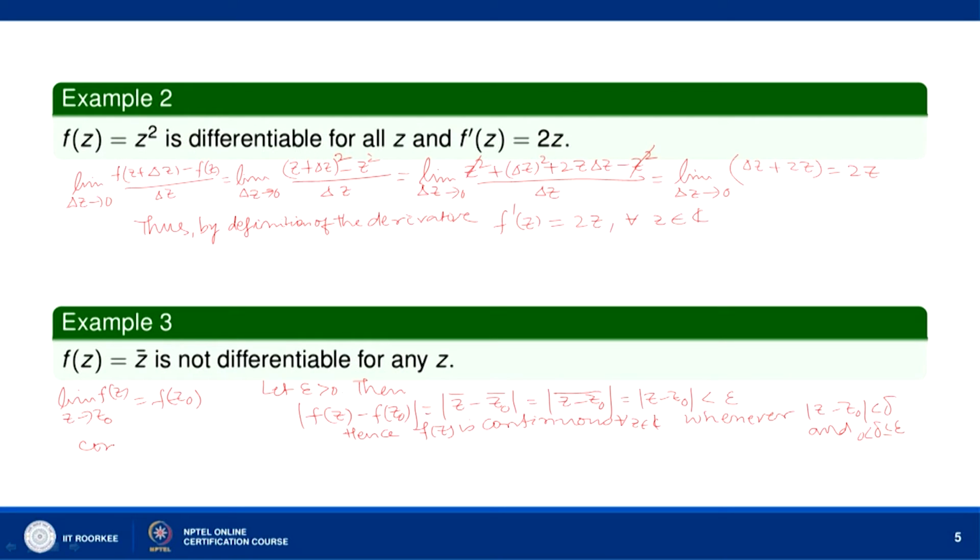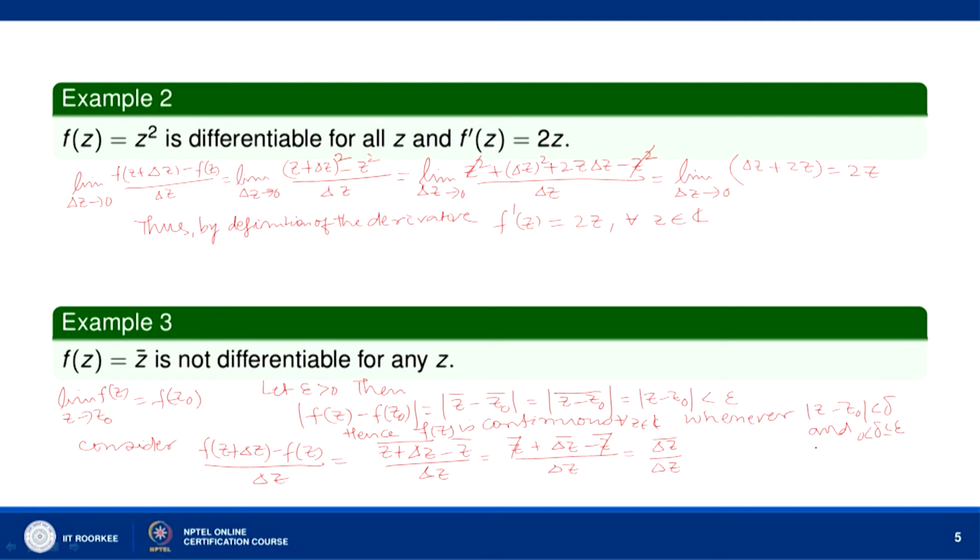So, consider f(z plus delta z) minus f(z) divided by delta z. This is equal to, by definition, (z plus delta z) conjugate minus z conjugate divided by delta z. (z plus delta z) conjugate is z conjugate plus delta z conjugate, minus z conjugate. So, this will cancel and you will get delta z conjugate divided by delta z.